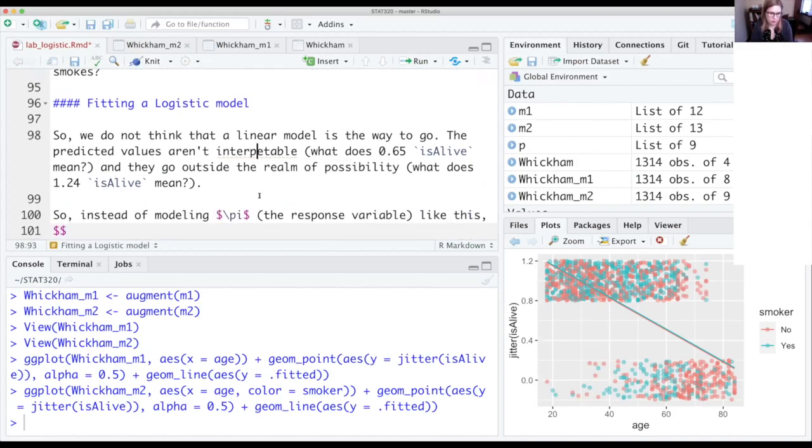Oh man, R putting in this spell check, it's really calling into sharp relief all my terrible spelling. Interpretable? I think that's a word.